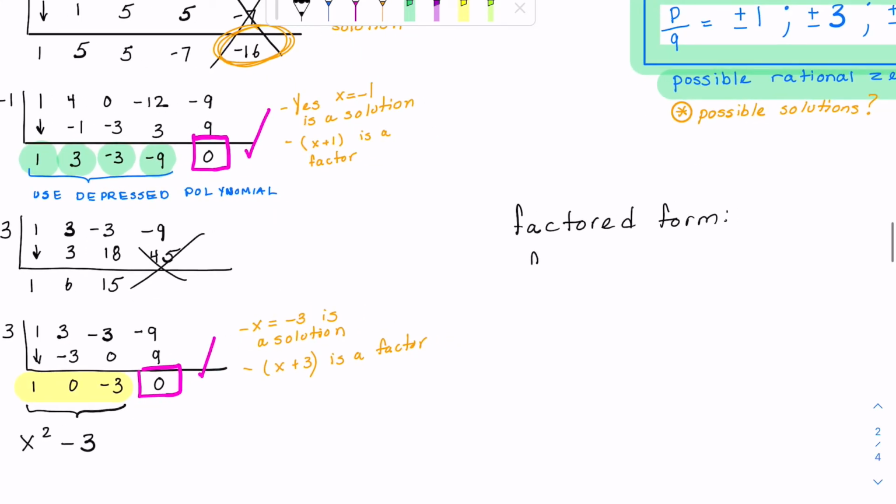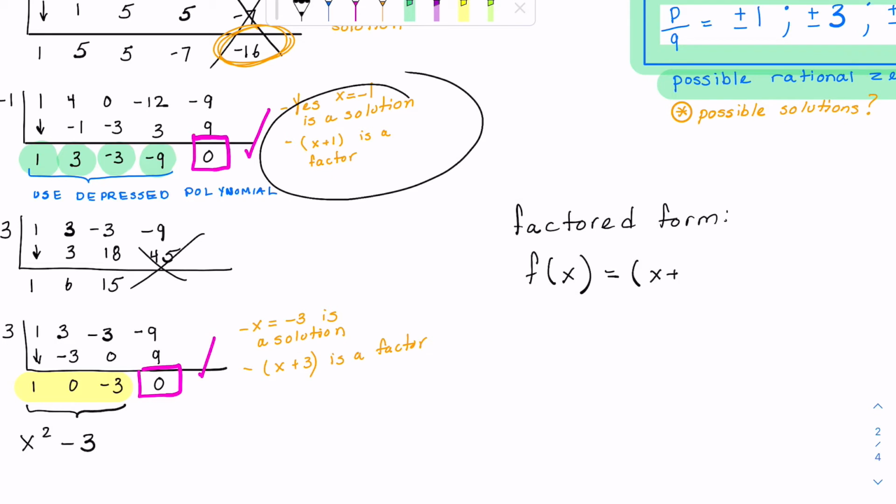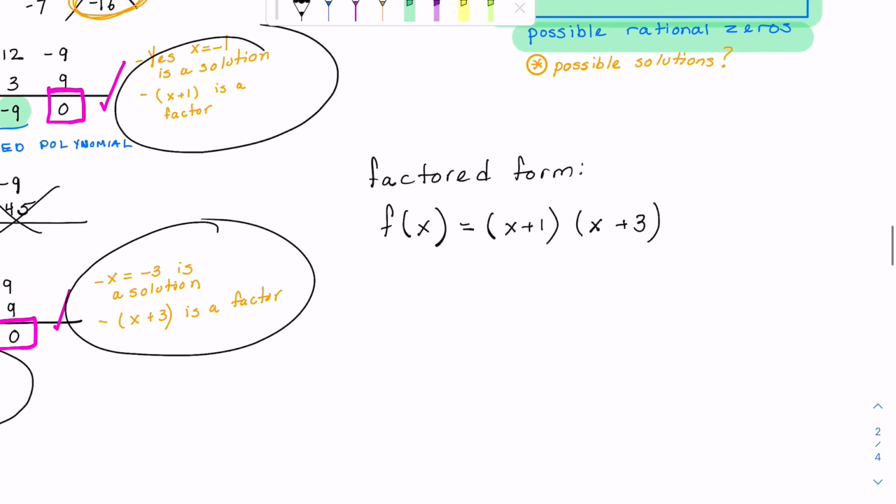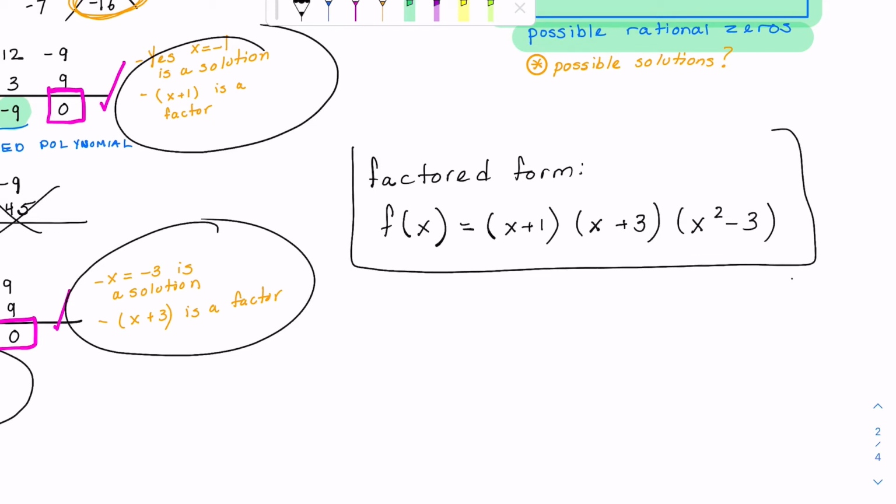So factored form is going to be f of x. I found this factor, so f of x is equal to x plus 1. Then I found this factor times x plus 3. And then left over was this factor, x squared minus 3. Of course, if you can factor this, you need to. So check for that. In this case, you cannot. So this is your factored form answer.